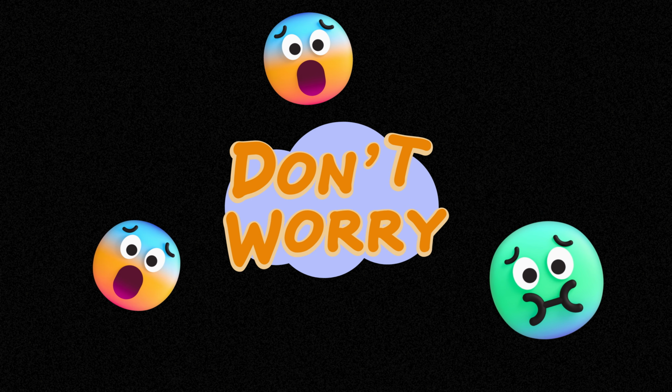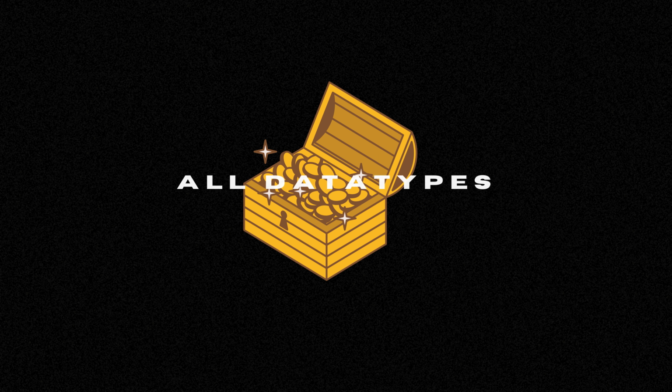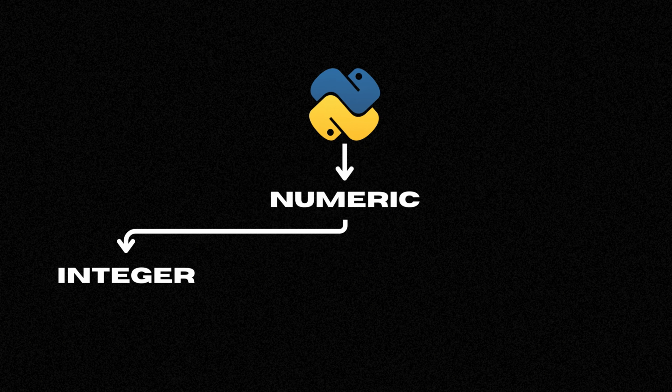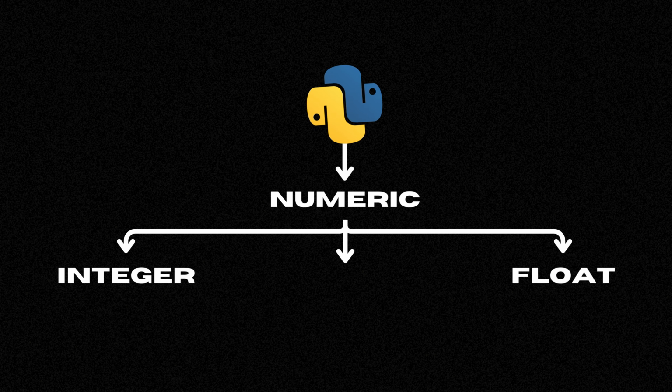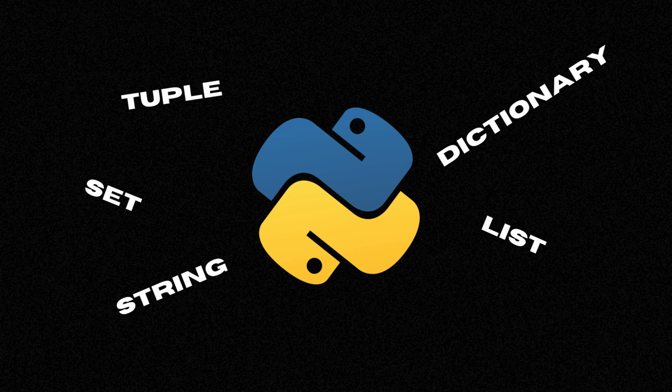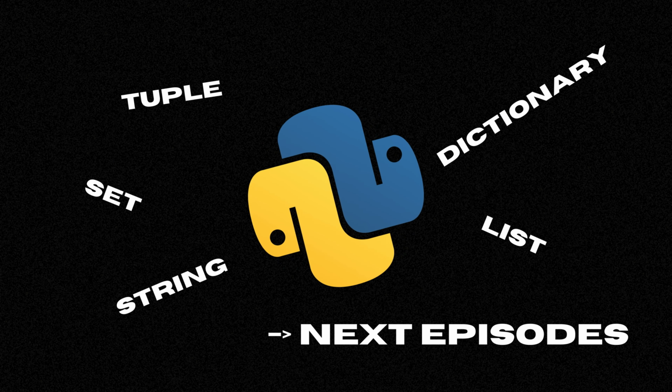But don't worry, we won't overwhelm you by opening the entire treasure chest in one go. In this episode, we'll focus on the numeric types, integers, floats, and complex numbers, and the straightforward booleans. The rest, we'll unravel in our upcoming episodes, so stay tuned for more Python adventures.